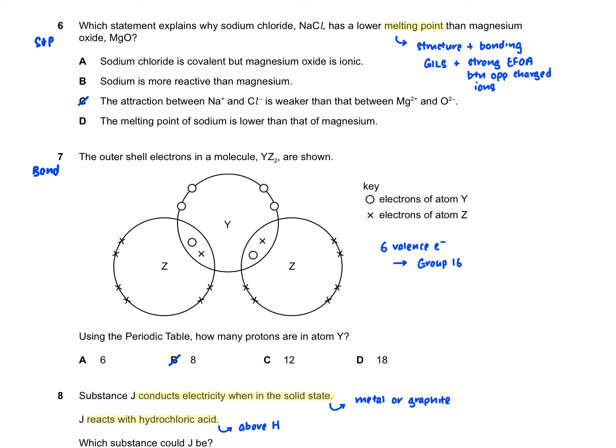So over here, the question is focused on Y. So let's take a look at the number of valence electrons around Y. There are 6 valence electrons around Y, which means that Y must be found in group 16. So the question already states to use the periodic table. So if we were to look at the periodic table in group 16, the very first element would be oxygen. And oxygen has an atomic number 8, which means that there are 8 protons in oxygen.